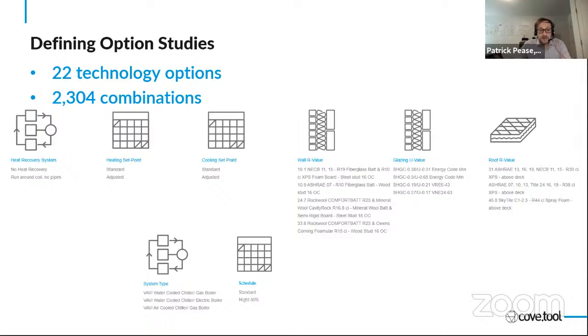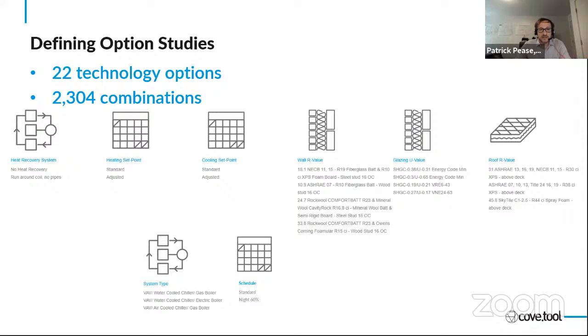Then some HVAC options. What if I add energy recovery? What if I change up my system type? I started with a VAV, water-cooled chiller, gas boiler. What if I did an electric boiler? What if I did an air-cooled chiller? Does that change anything drastically?